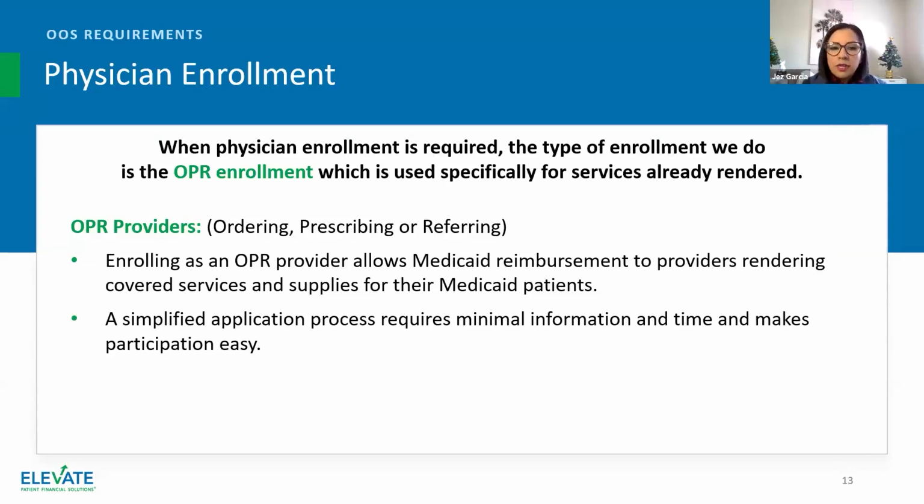So one of the things that we do is the OPR application for the enrollment. That is for the ordering, prescribing, and referring physicians that are listed on the claim. It's a shortened version of the actual individual application, and it makes it so that these are just for services that have been rendered. You're able to get those claims paid. It's a much easier application. And I feel like when we were able to get these applications in front of the physicians, it's a much easier conversation to have with them.